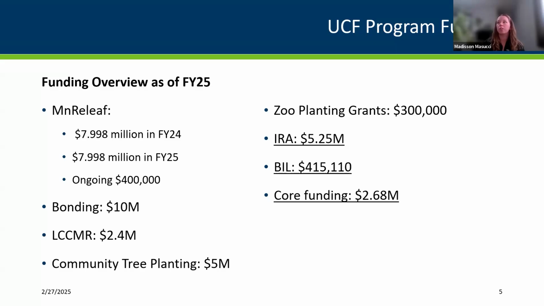And then the Bipartisan Infrastructure Law Act, we received $415,110. We're also working on getting those contracts in place. And then this core funding, $2.68 million. That is 5 years worth of core funding kind of lumped into one pot because we get an annual allotment that's good for 5 years. So we have that 5-year period to spend it. And we get new funding each year as that 5th year expires. So much of our funding has come from state legislature or state sources, but we do have some larger funding through the federal government as well that we wanted to point out.